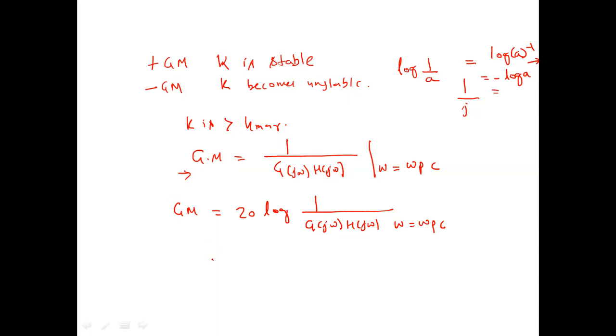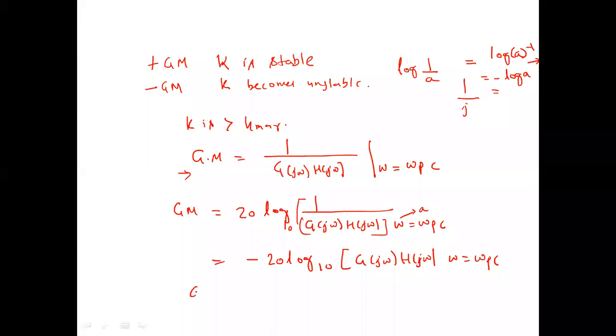So here also, if this whole part is a, then I can write it as minus 20 log of |G(jω)H(jω)|. You have to be careful: log to the base 10, minus 20 log to the base 10 of |G(jω)H(jω)|, evaluated at the phase crossover frequency. So if the gain margin is more positive, then the system is more stable.